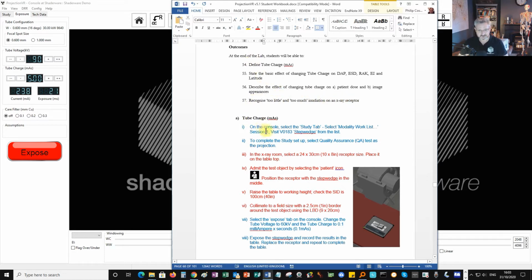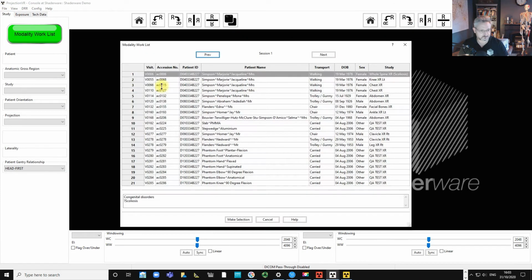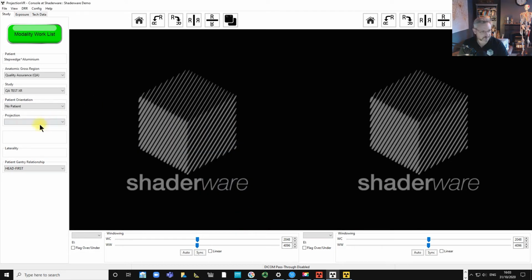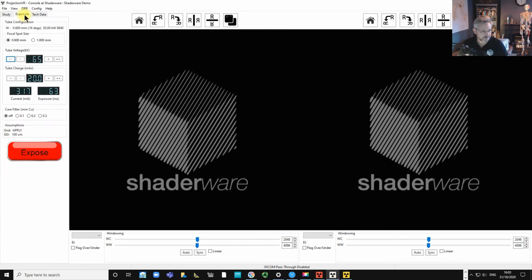Okay, so here's some instructions. On the console, select the study tab, select modality work list session 1, and pick the step wedge from the list, and then QA test as the projection. So we're going to go here, study, modality work list, step wedge aluminium, and then click make selection, and then we're just going to pick QA test on the projection, and it sets up some numbers.